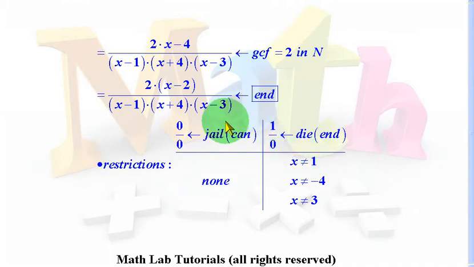So to recap, the original expression that appeared on the other slide is equivalent to this expression, provided we impose these 3 restrictions, which are vertical asymptote restrictions. Okay, so we don't want anybody dying, therefore impose these restrictions. Let's go on to the next slide.